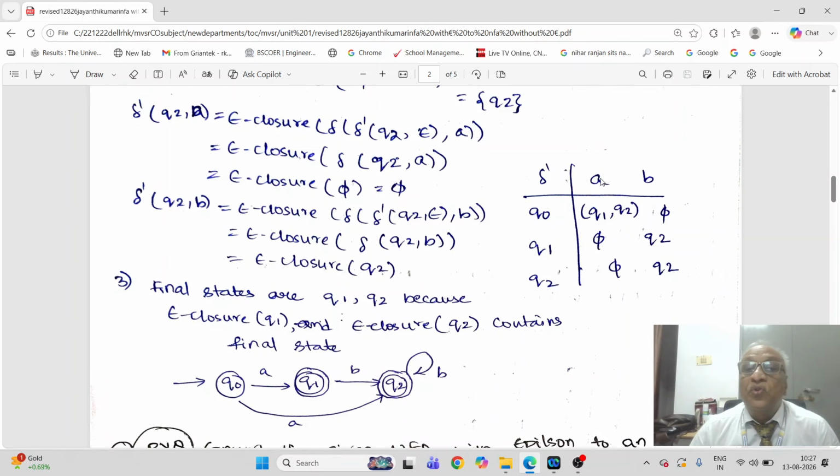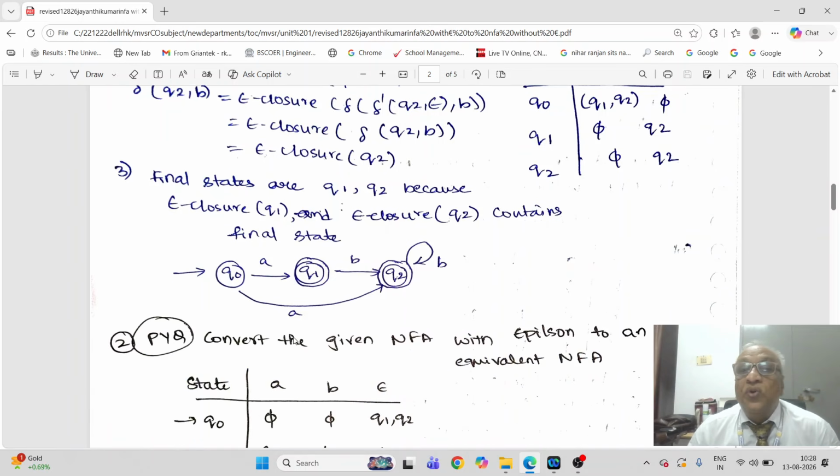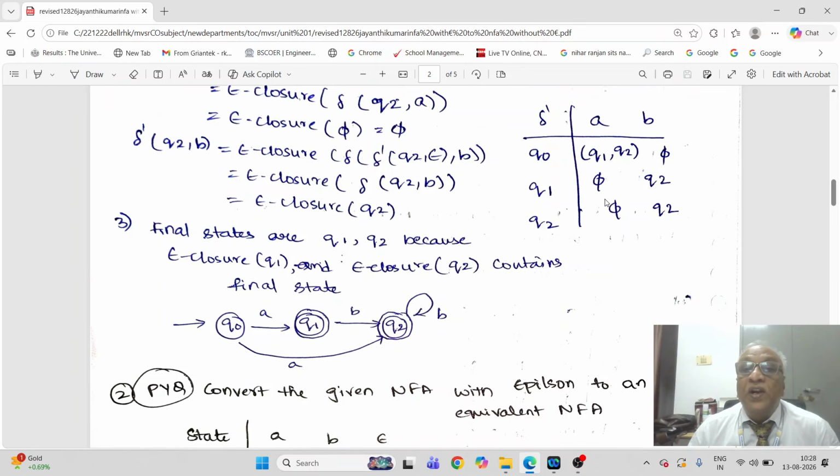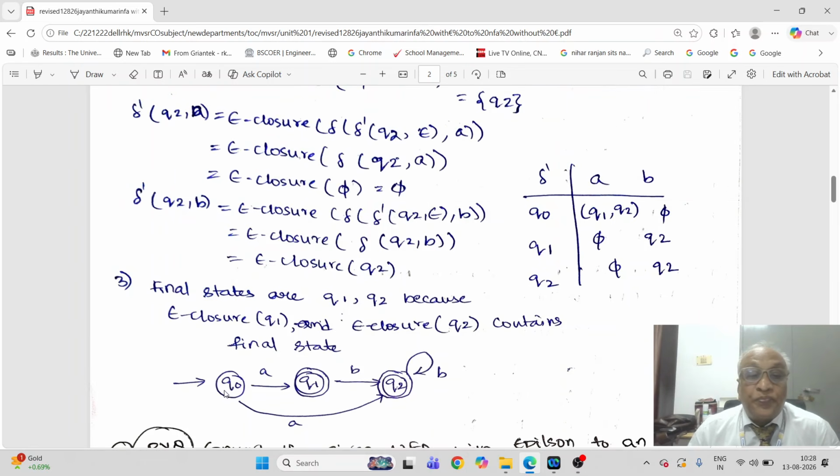Simple. So Q0 input A will go to Q1 and will go to Q2. Similarly, Q0 input B will go to phi. Q1 input A will go to phi, means nothing. Q1 input B will be Q2. Q2 input A is nothing. Q2 input B is Q2.